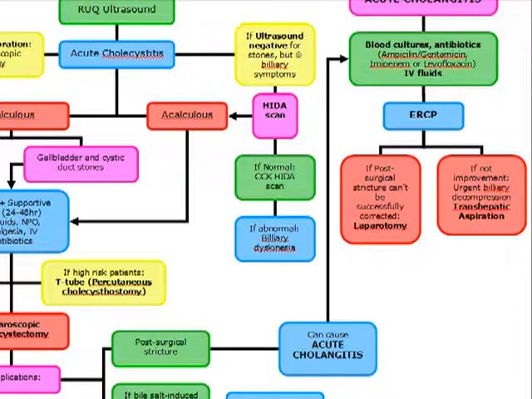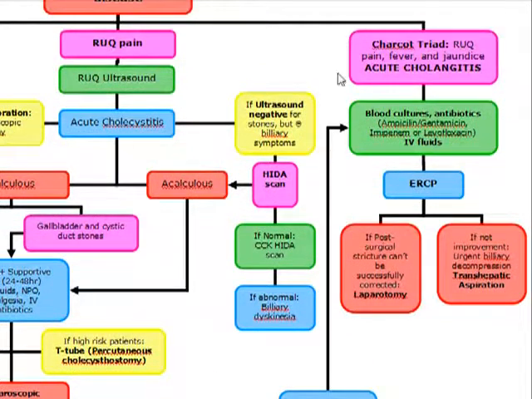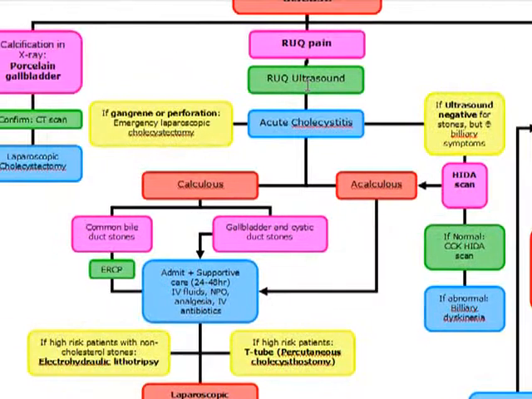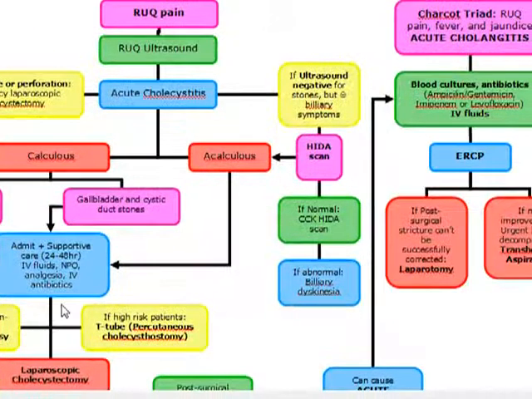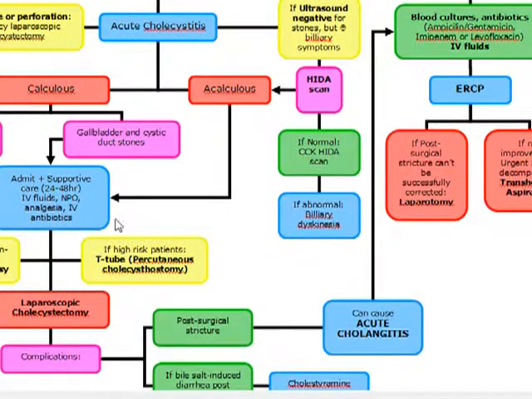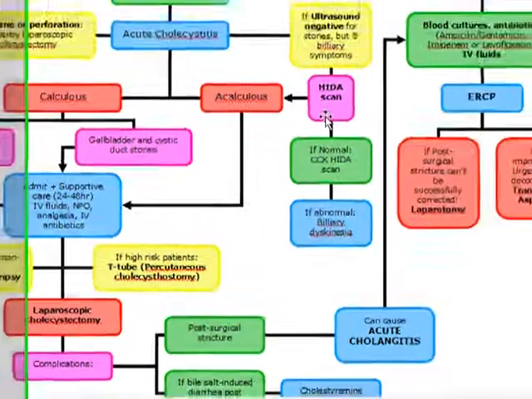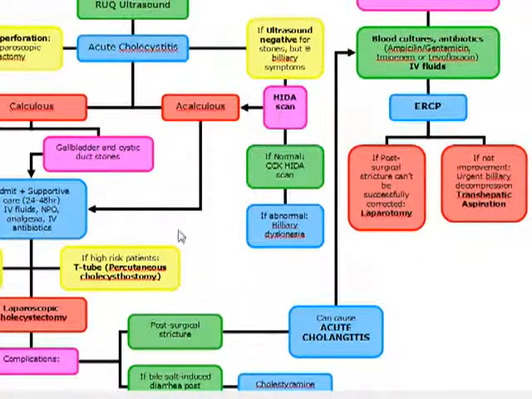So, real quick, let's do it again. Gallbladder disease, right upper quadrant constant pain. You're going to do a right upper quadrant ultrasound. You're going to diagnose acute cholecystitis because there's going to be gallstones and a thickened gallbladder with pericholecystic fluid. If there's gangrene or perforation, you're going to do emergency cholecystectomy. Otherwise, you're going to just stabilize them, and you're going to wait 6 to 12 weeks before you do a laparoscopic cholecystectomy. If the ultrasound is negative, you're going to do a HIDA scan.